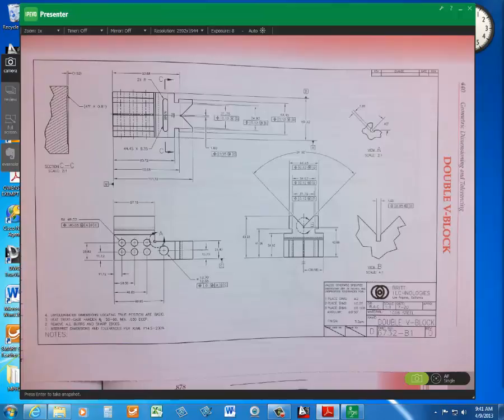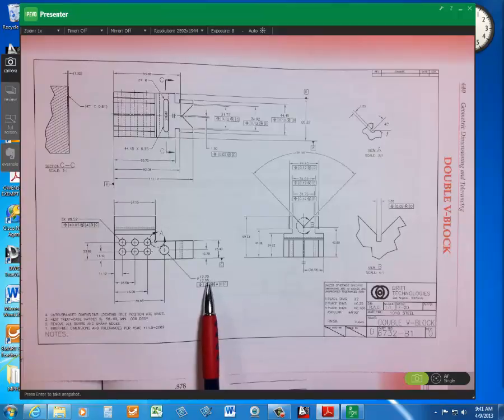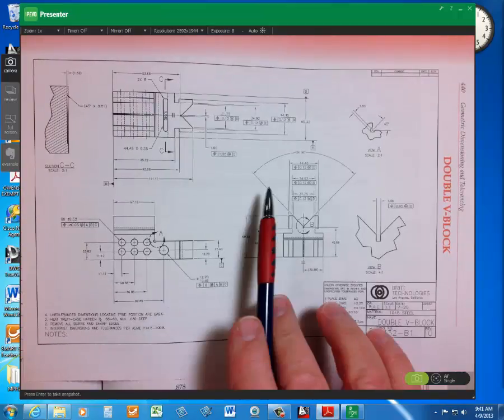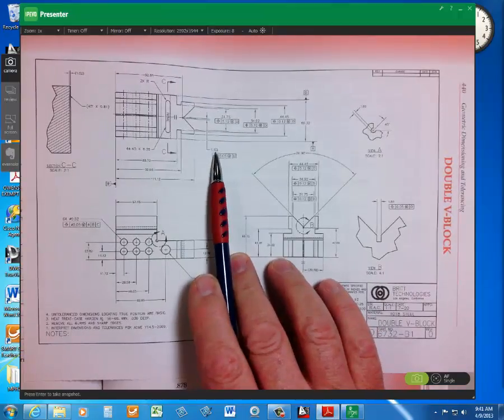Okay. Let's look around on here. There's one there. But now this is a tolerance. I think that's allowed for that. But just dimension by itself, no. If it's true metric, it would be 1.6.